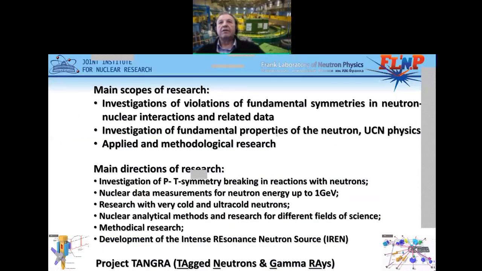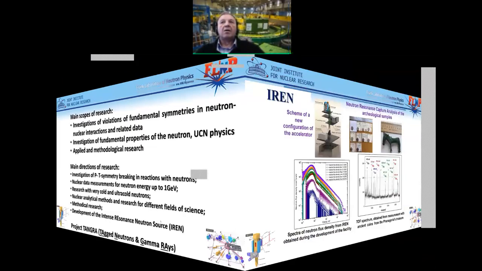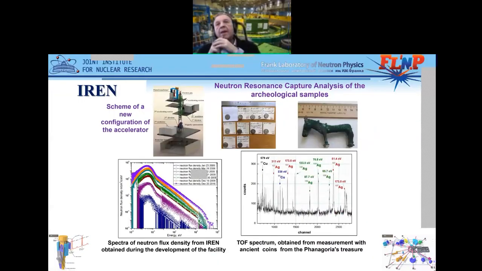Nuclear physics. In the field of nuclear physics, we are continuing the main direction which was established at the formation of the laboratory in the 50s, the beginning of the 60s of the last century: investigations of violations of fundamental symmetries in neutron-induced reactions, investigations of the fundamental properties of the neutron, and applied and methodological research. We have different possibilities to do this research, but the main activity is concentrated around the dedicated source for nuclear physics, IREN, an accelerator-based source of neutrons.